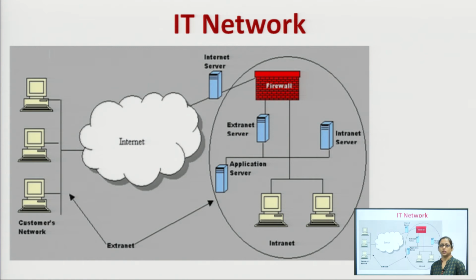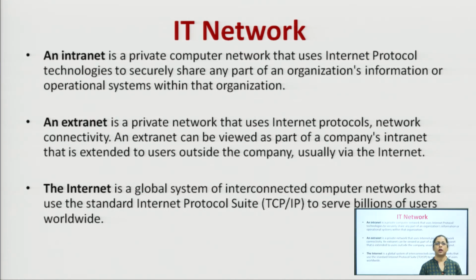The other kinds of IT networks that companies use are basically internet, intranet and extranet facilities. So, let us understand them in more detail. An intranet is a private computer network that uses internet protocol technologies to securely share any part of the organization's information or operation system within that organization. That means an intranet is basically a system of network that provides connectivity between all the people within the same organization, and this sharing of information is done through internet protocol technologies.